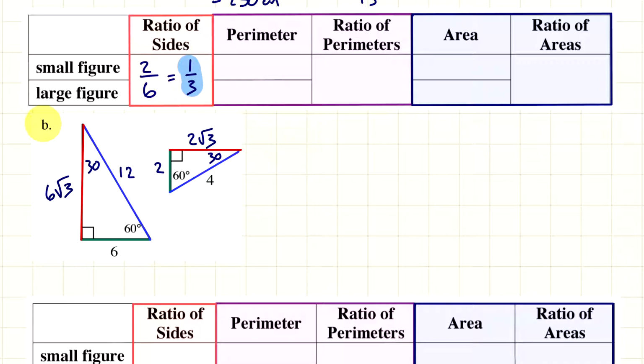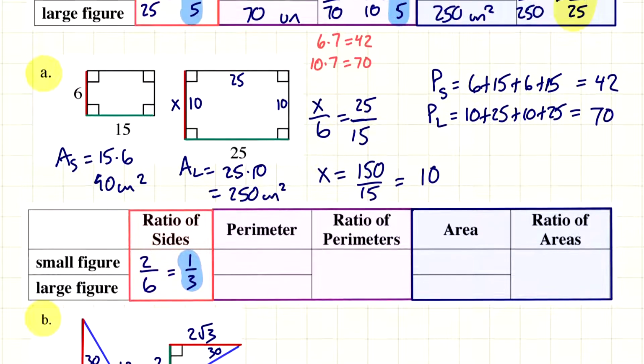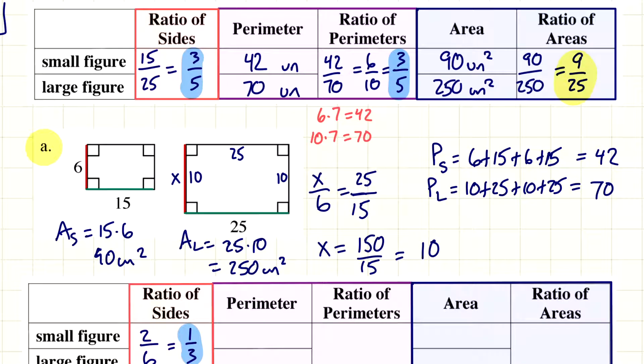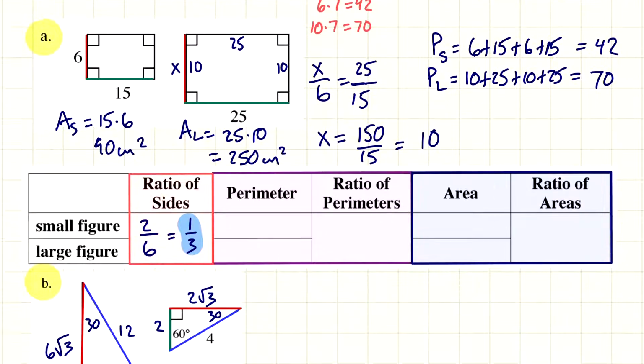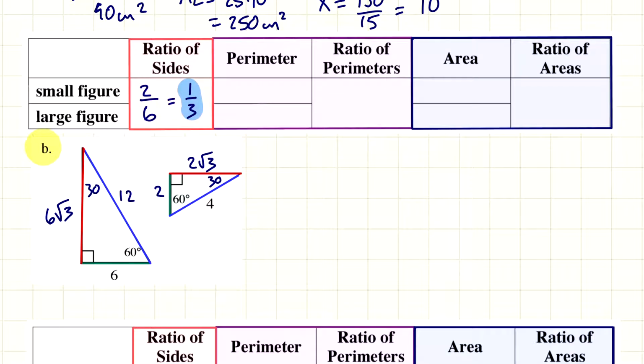Now, can we figure out the other ratios without even calculating the perimeter and area? If you remember from the previous problem, we saw that ratio of sides and ratio of perimeters was the same. Now, is it always the same? And the ratio of areas was definitely different. So I'm going to guess that this ratio of perimeters is also going to be 1 over 3. Let's see if that's true. I'm going to do this one.